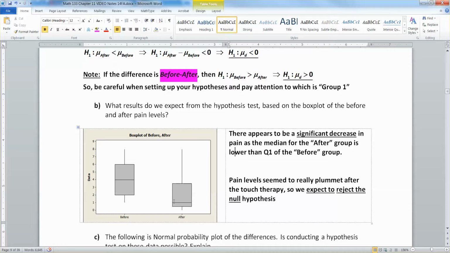Look at the median for the after group, the line in the middle of the box. It is almost below the minimum of the before group and is definitely below Q1 of the before group. So we have a significant reduction in pain. It appears that we are going to reject the null hypothesis. We don't know for sure, but that's what it looks like, because it looks like there is a significant decrease.